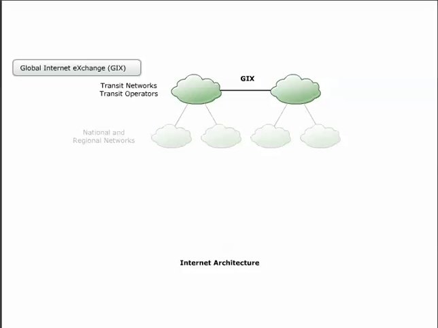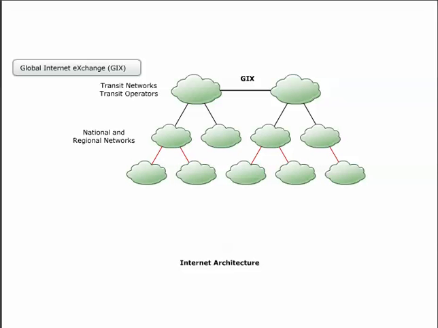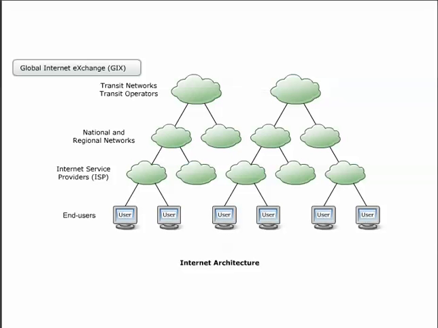The second level includes a large number of national or regional networks. On the next level, towards the end user, we find networks which have only one single upward link to the national or regional networks. At this level, we find the third category of operators, Internet Service Providers, or ISPs. An ISP provides end users with the Internet access.